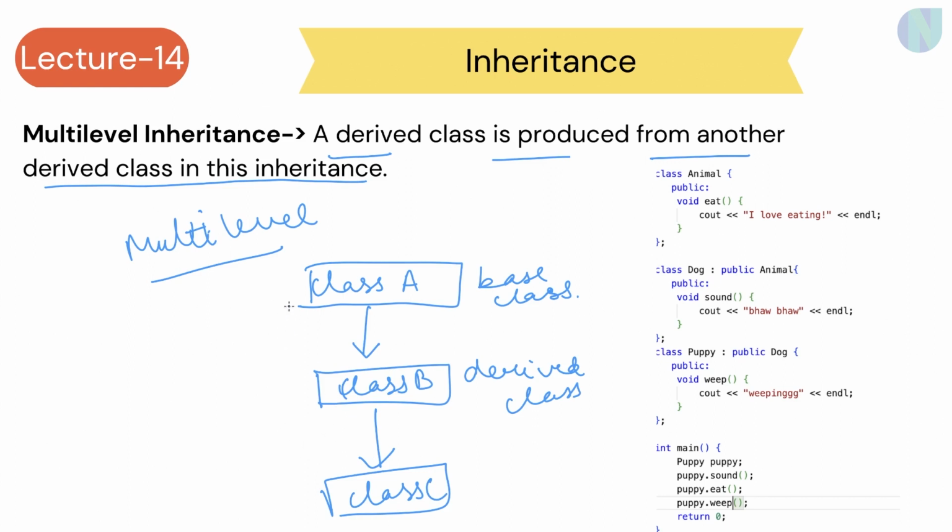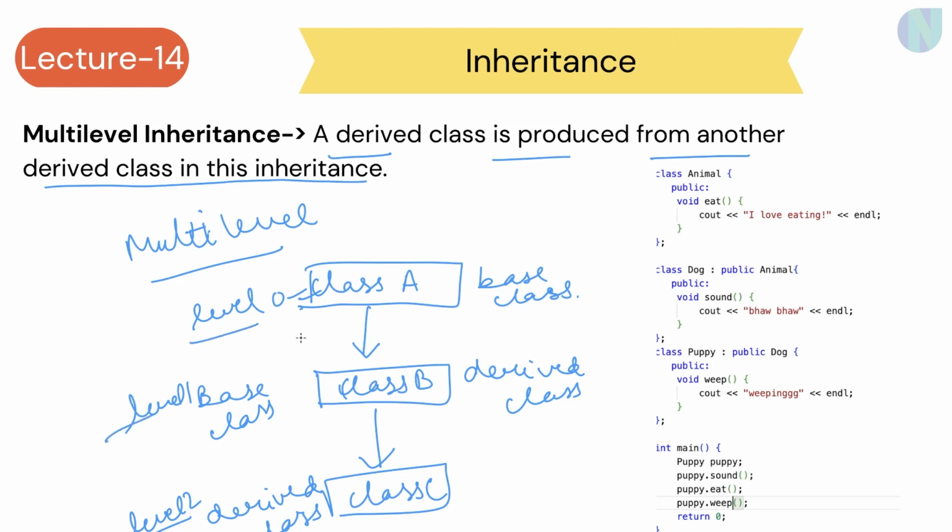So what is happening here? Basically A is the base class in this case, then B is deriving its property from A, so B is the derived class. Now what if C derives its property from class B? So for C, B is the base class and C is the derived class. You can see level 0, level 1, level 2. At different levels a single base class is being inherited by a derived class. Then this derived class is acting as a base class for class C, and it is being inherited by class C. So the class is produced from another derived class in this inheritance. Basically there are levels which can be maintained, and that is the reason it is known as multi-level inheritance.